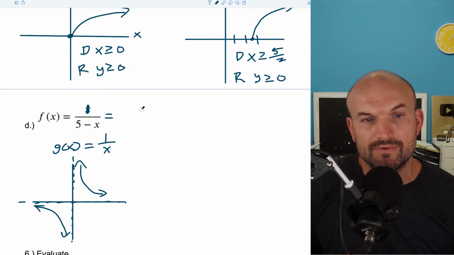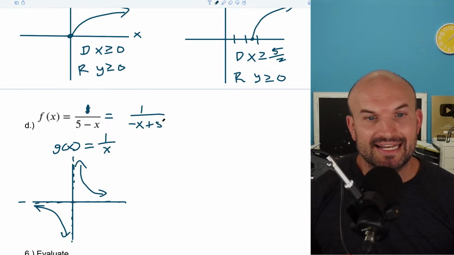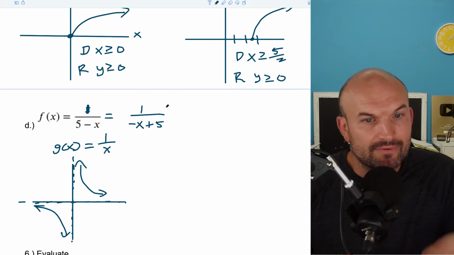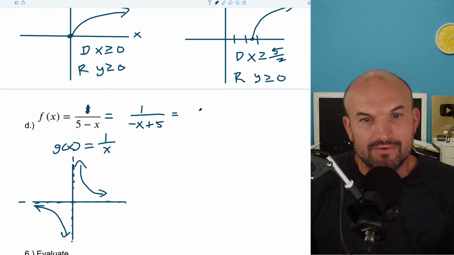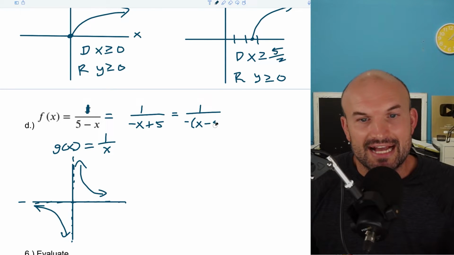So if you were to rewrite this, you could rewrite this as a negative 1 times x plus 5. And again, you can see that we have a horizontal transformation, that plus 5, but again, we have this b. So what we simply need to do now is factor that out. So I'm going to factor out a negative. That's going to give me an x minus 5.